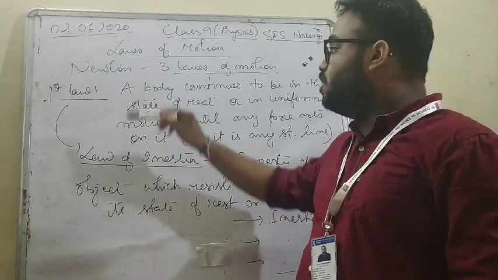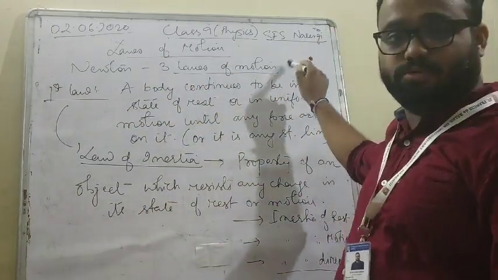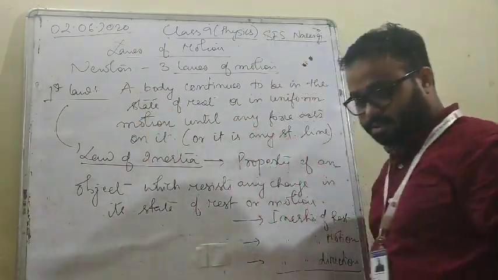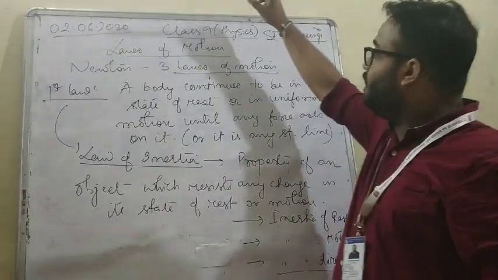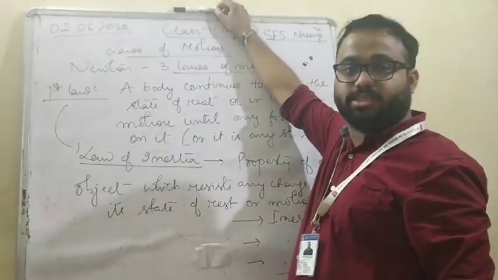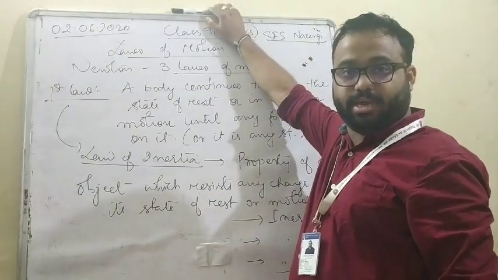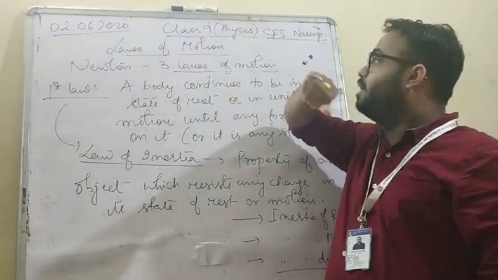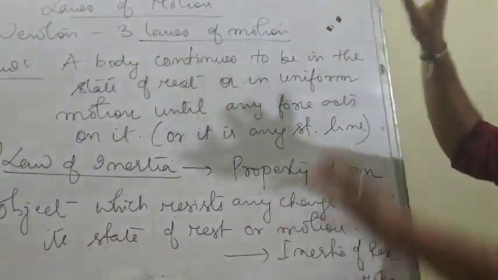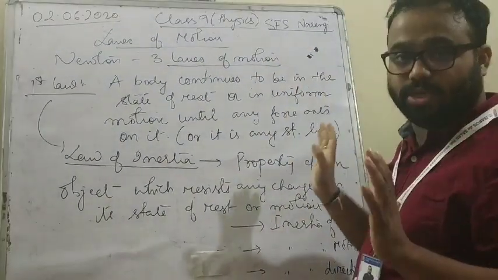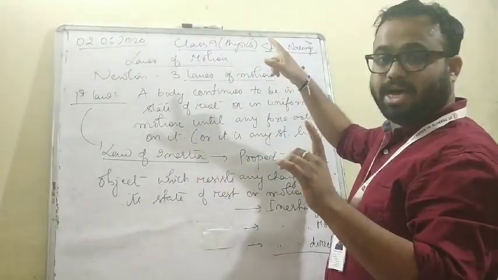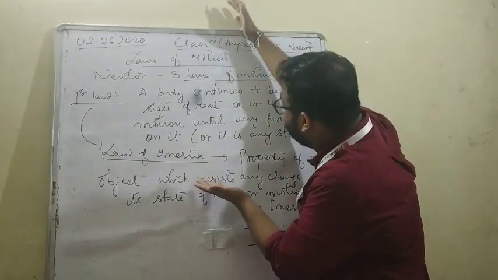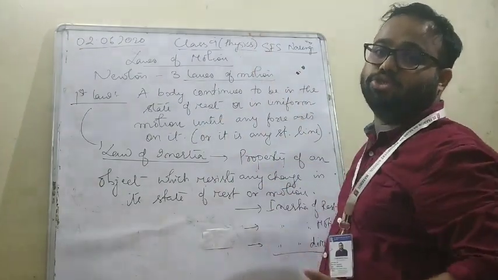So in laws of motion we will basically start with the first law. Newton gives 3 laws of motion. So the first law, what does the first law state? Students, I have kept this pen here. Can you see the pen here? Now this pen is in the state of rest. It is not in motion. Now if I apply some force, the pen is in motion.